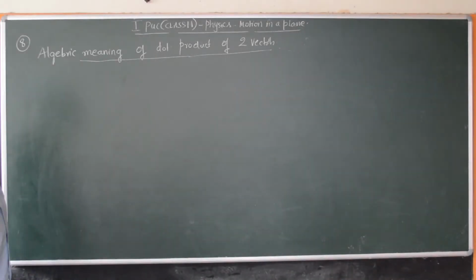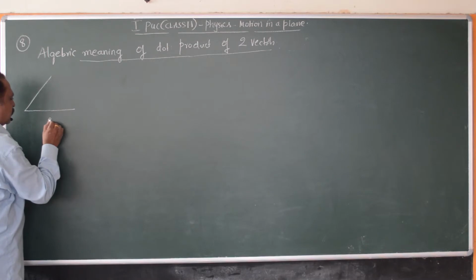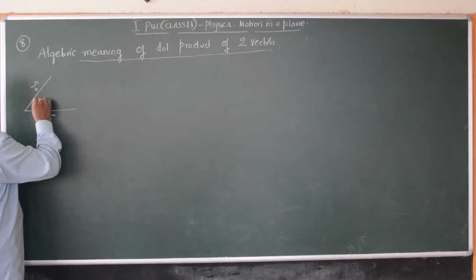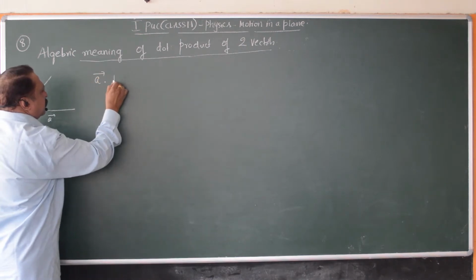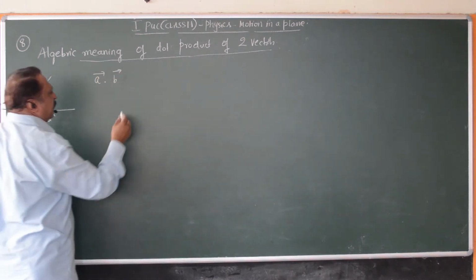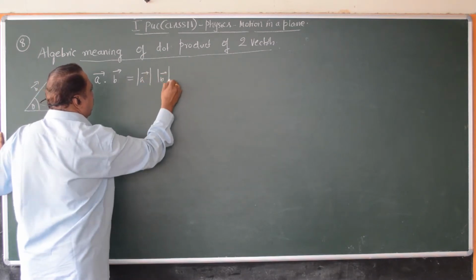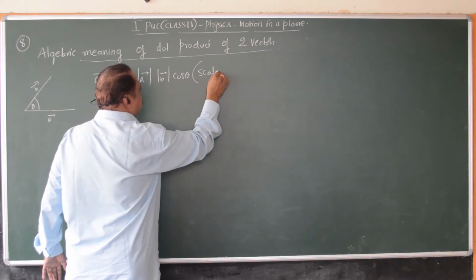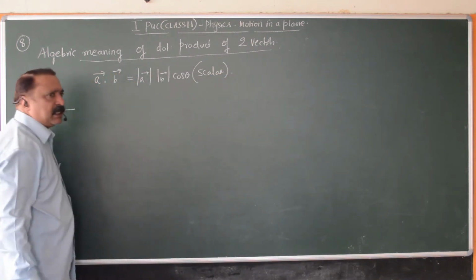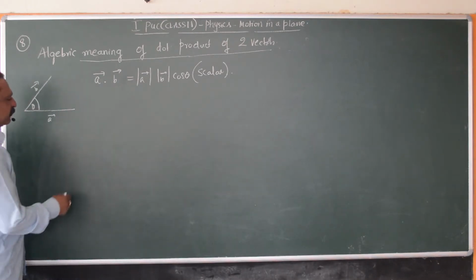Of dot product of two vectors. See, I have told you that if there are two vectors, vector A and vector B, making an angle theta, then vector A dot vector B is magnitude of vector A into magnitude of vector B into cos theta, which is going to be a scalar number, which is simply a number. Now let's understand what is the meaning of this.